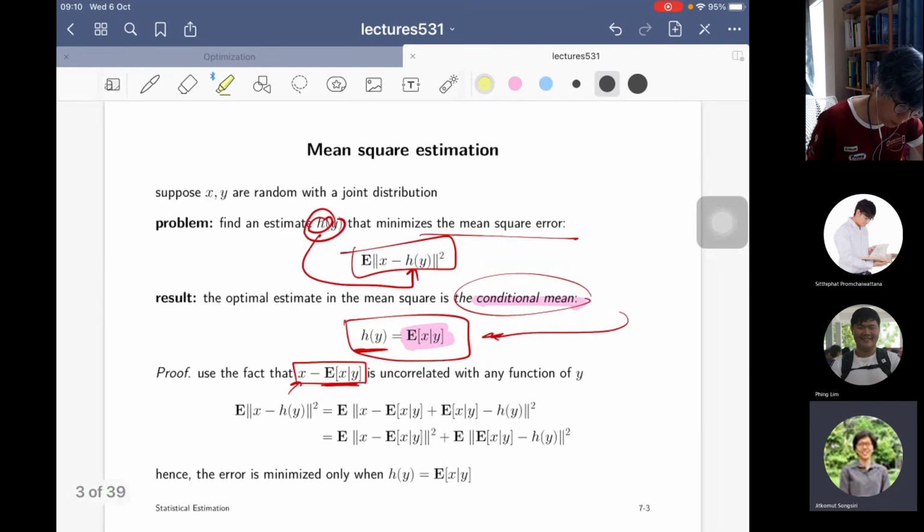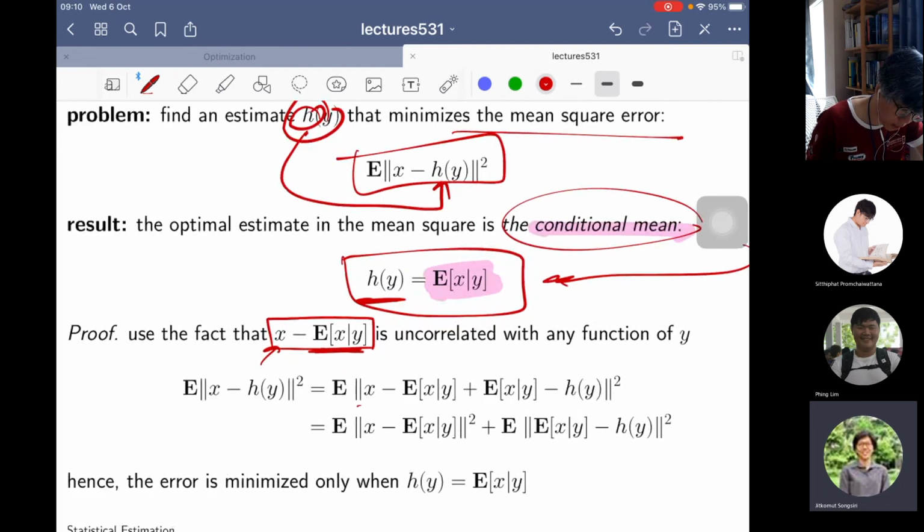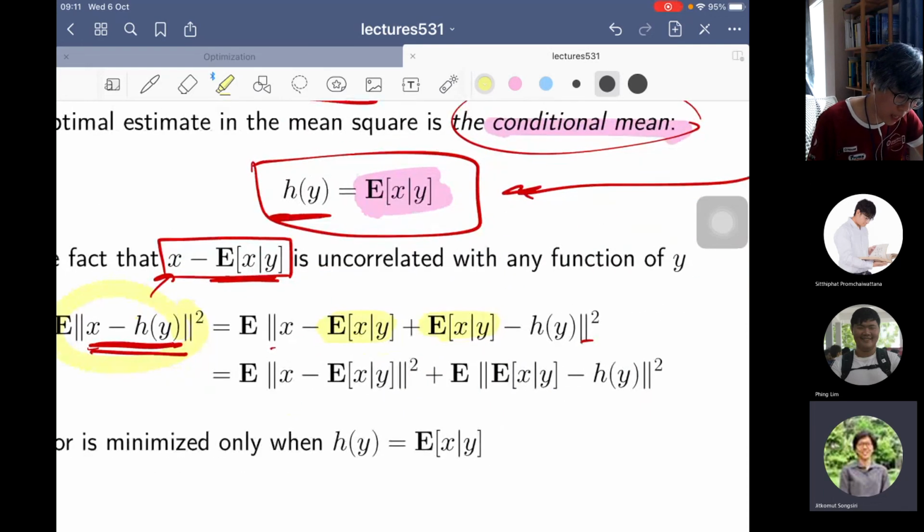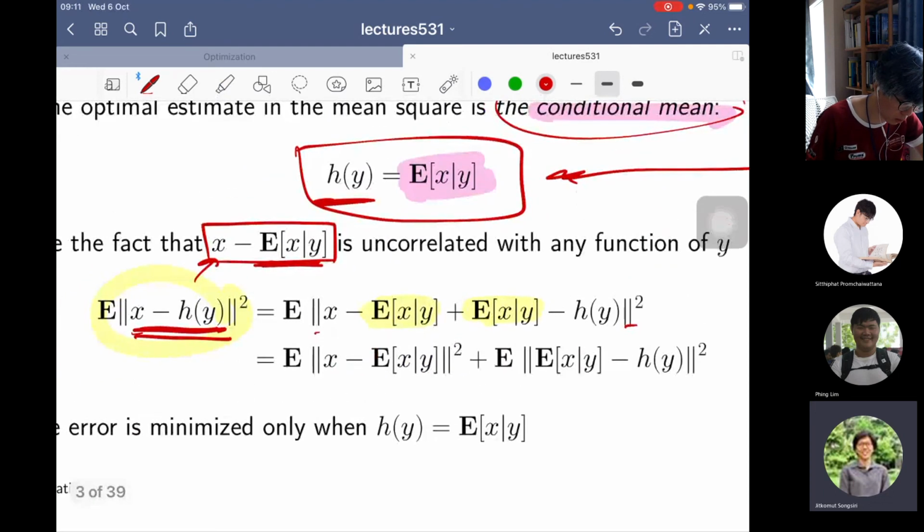Now, first we just expand the square. Sorry, not expanding the square yet. Consider the term inside here, x minus h(y). I'm going to add and subtract the conditional mean. That doesn't change the quantity in the yellow circle. The reason why I do this is because of the following.